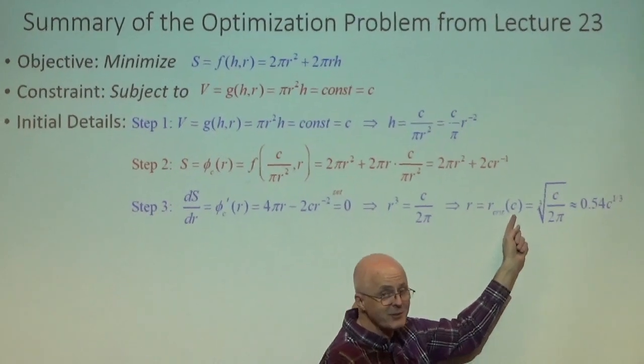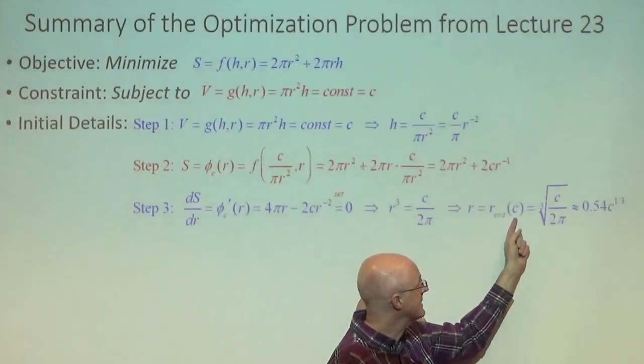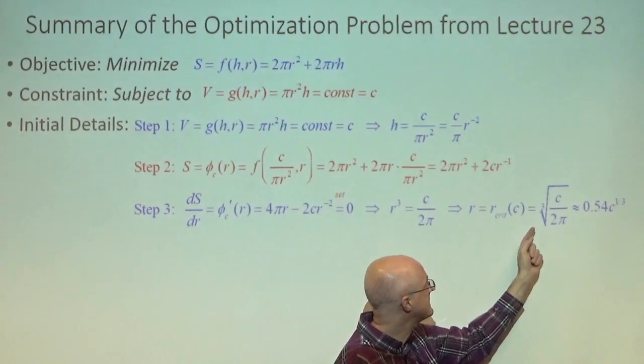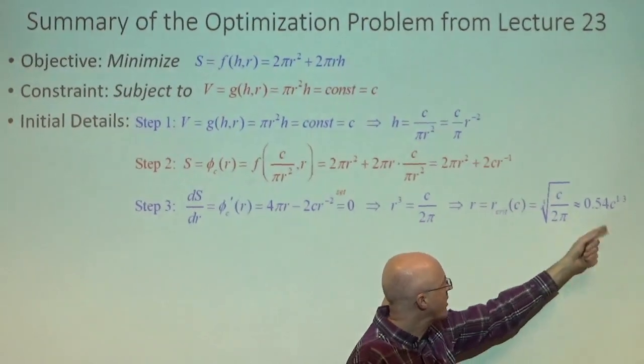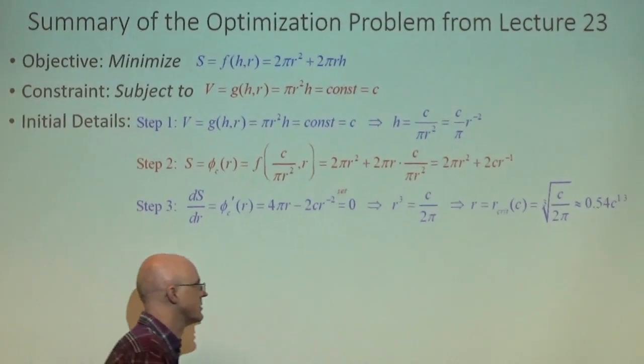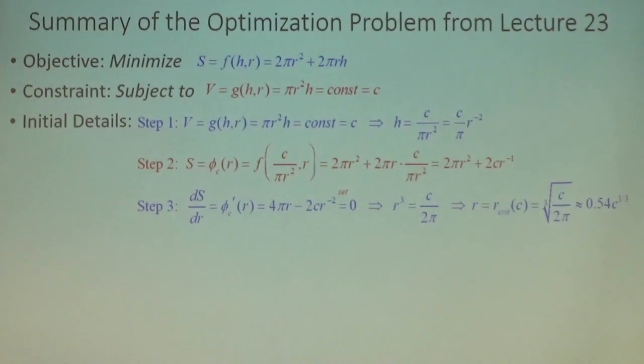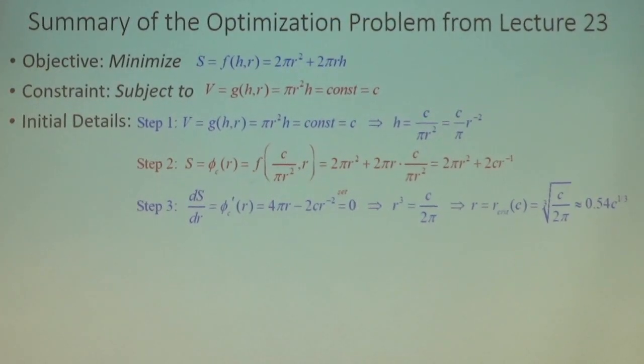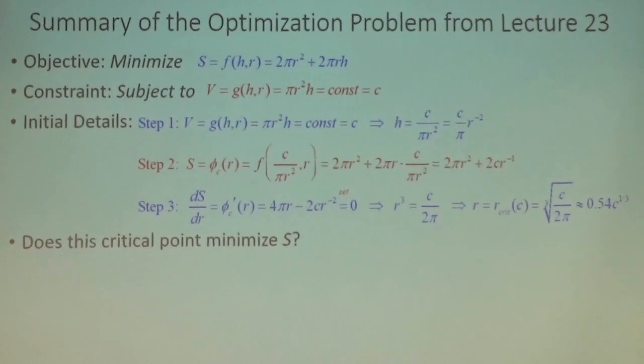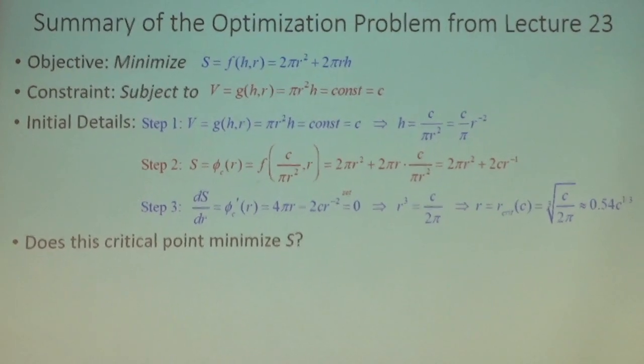I'm thinking of this ultimately as a function of c for good reasons later on, so I'm putting an old c in there. It's approximately 0.54 times the cube root of c, c to the 1/3 power. Does it minimize s? You really need to check that.